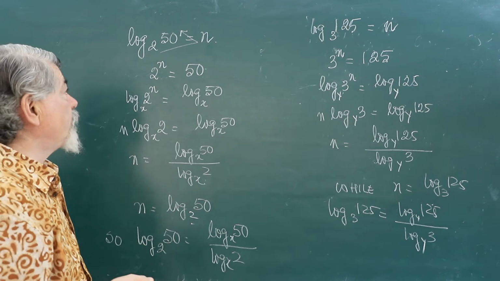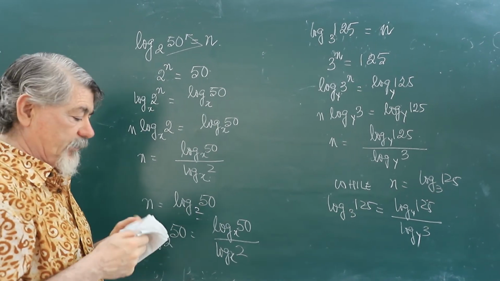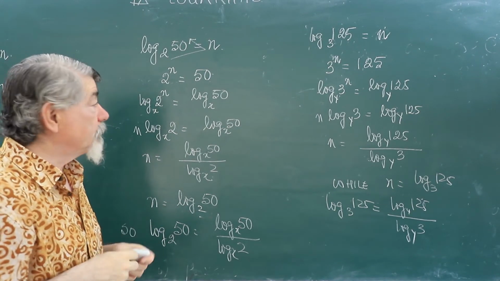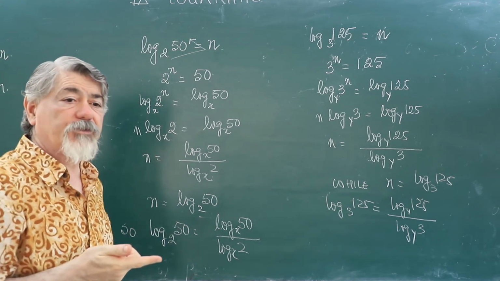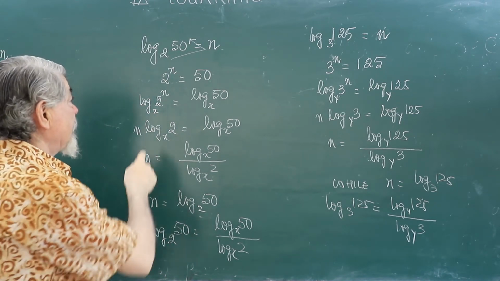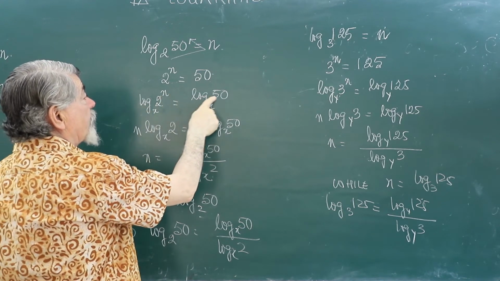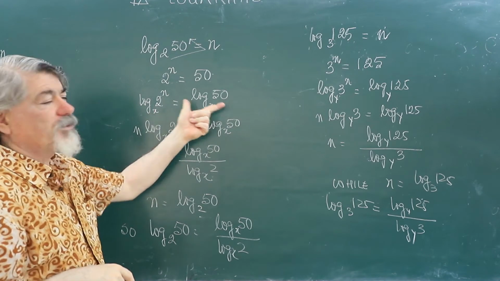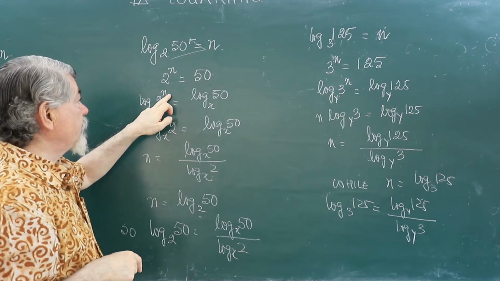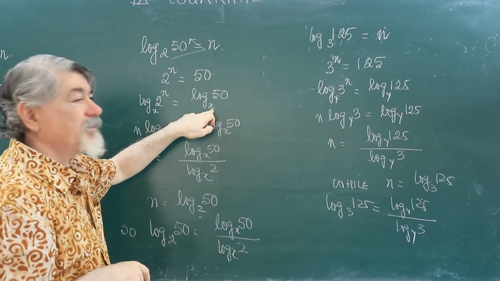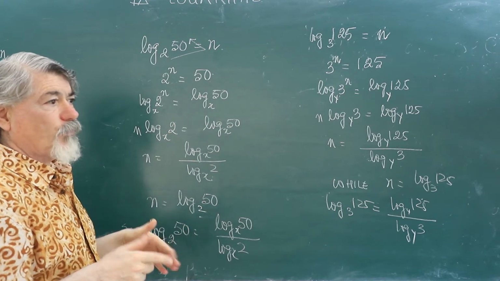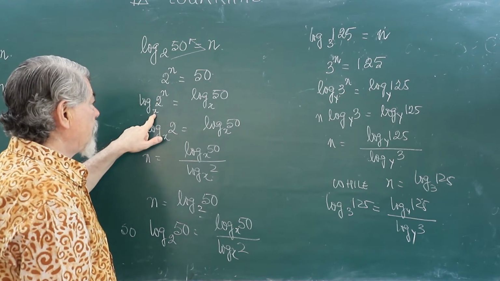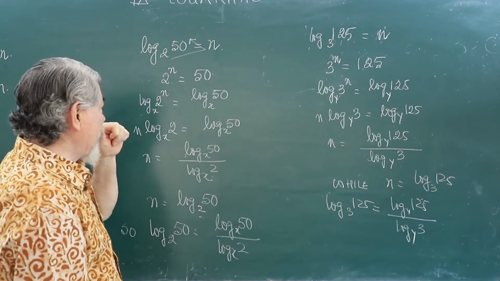Now let us take the log of both the sides of this equation. I have the equation 2 to the power n is equal to 50. When I take the log of both the sides, it becomes log of 2 to the power n and log 50. Whatever base you want to change to, I write it here as x. Both sides the bases will be the same: log 2 to the power n to the base x, log 50 to the base x.